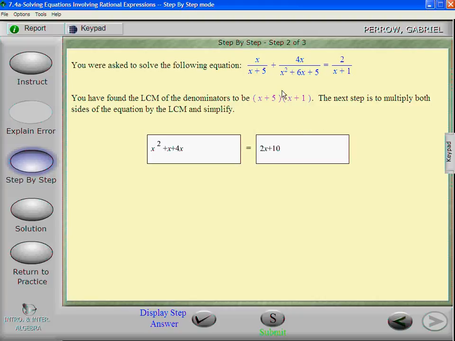On the right hand side, it's going to cancel the x plus 1, and the x plus 5 times 2 is going to give you 2x plus 10. To be continued, video 3.